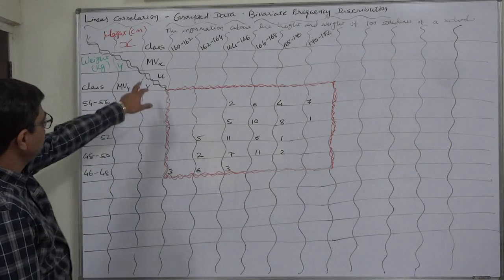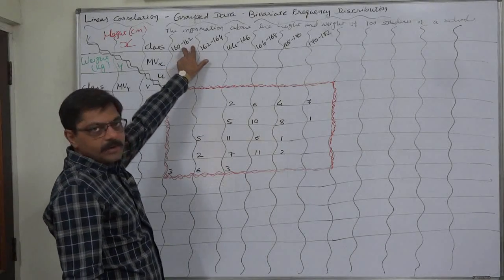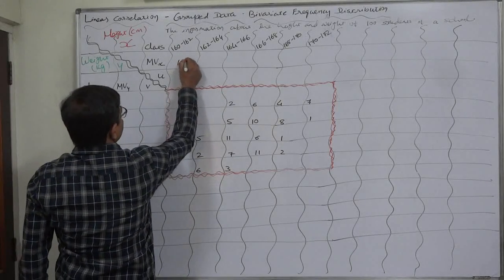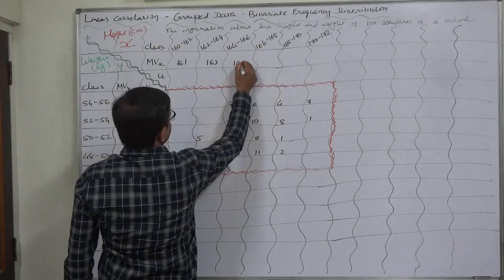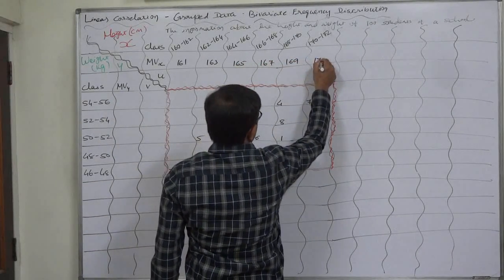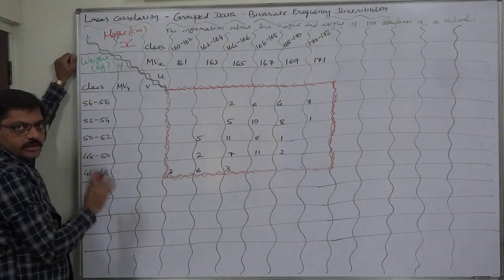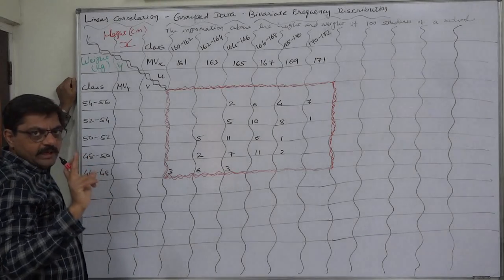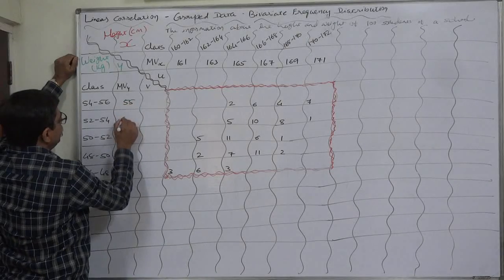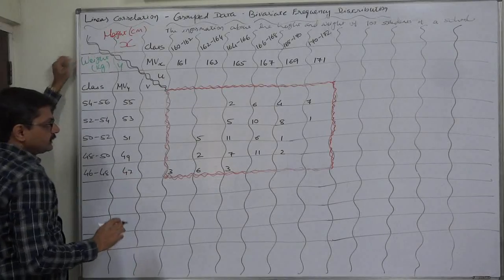First of all, let us write the mid value of x and the mid value of y. The lower limit plus upper limit divided by 2 will be the mid value. That is 161, 163, 165, 167, 169 and 171. In this case, see the data is in descending order. Mind well, at the time of making all calculations and writing values: 55, 53, 51, 49 and 47.